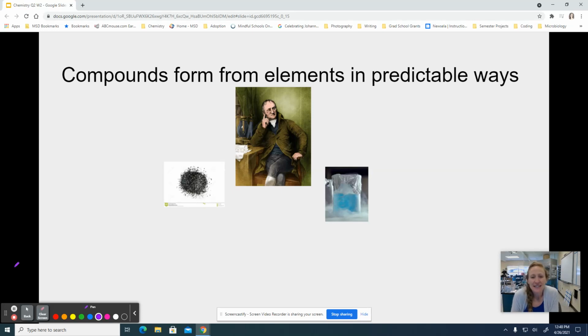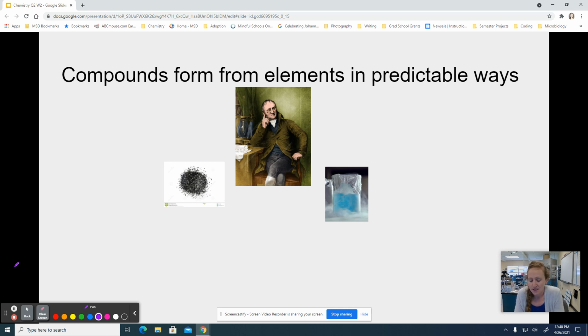Hi, chemistry. I want to talk to you about how compounds form from elements in predictable ways. This is very related to what we're doing as we work to form ionic compounds, to form covalent compounds, looking at different types of ionic and covalent compounds like bases and acids.